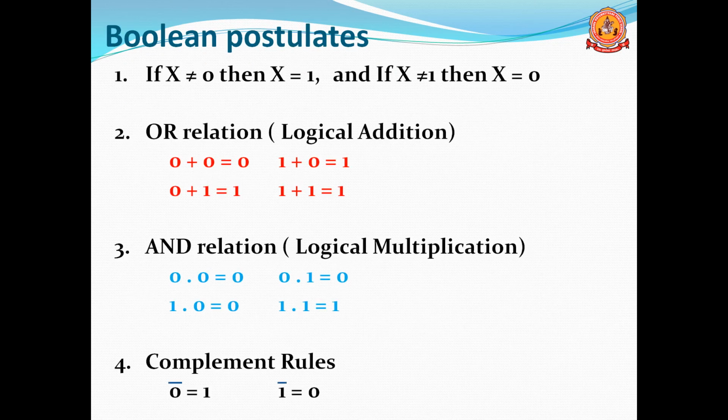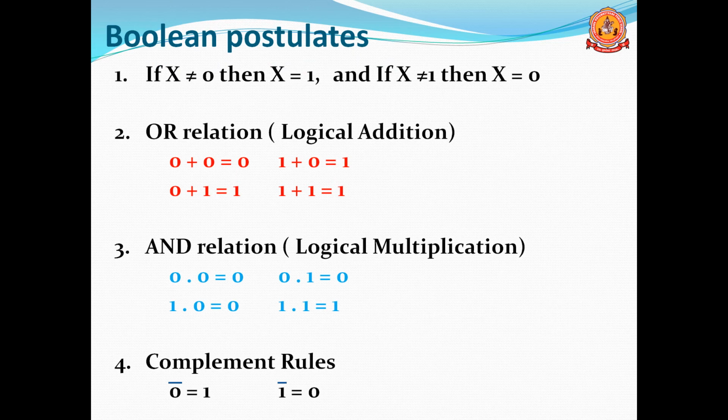Here are the 4 postulates. The first one: if x not equal to 0, then x should be 1. And if x not equal to 1, then x should be 0. This is the first postulate. Only 2 values are possible, so if x not equal to 0, it should be 1. If x not equal to 1, it should be 0.